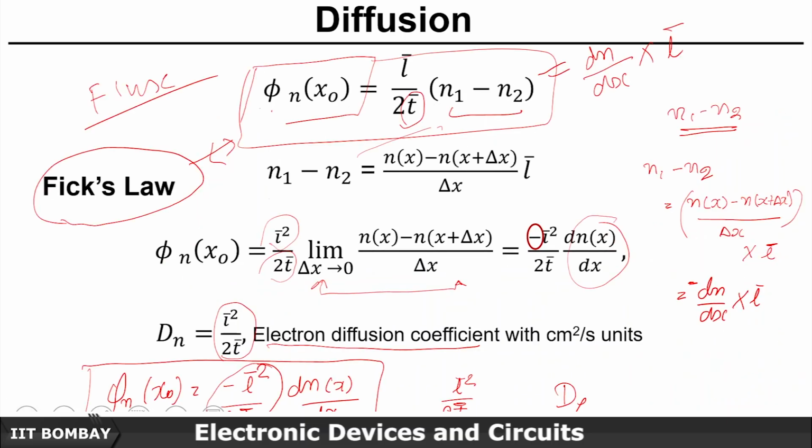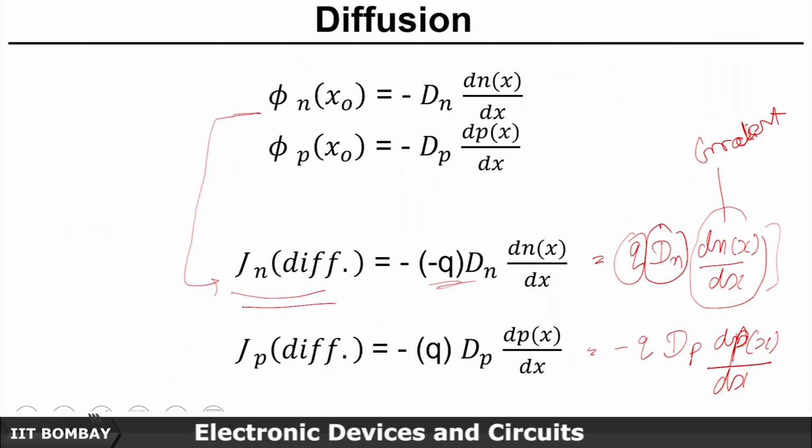If you just want to learn more about that, the expression for diffusion coefficient is L bar square divided by 2t bar. So under what circumstances will it be higher? When L bar is higher and t bar is small, right? So the mean free path should be large. If the mean free path is larger, then the diffusion current would be larger.